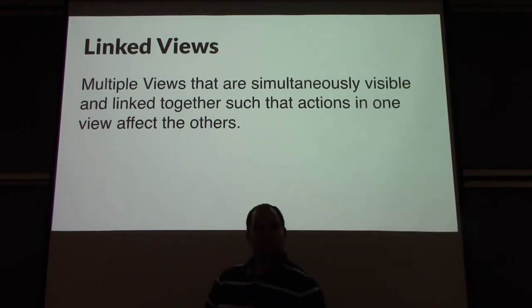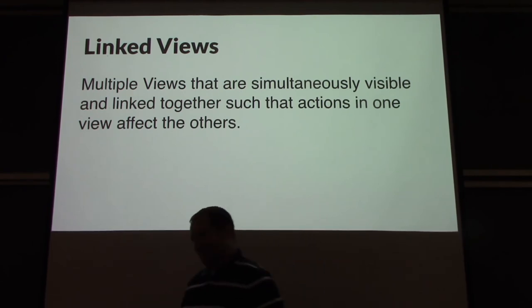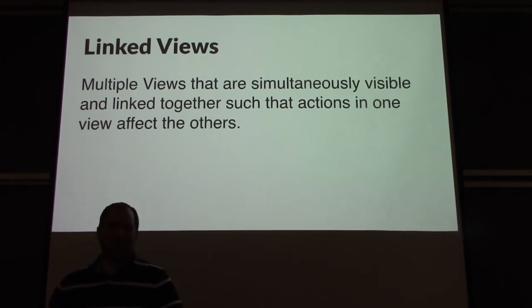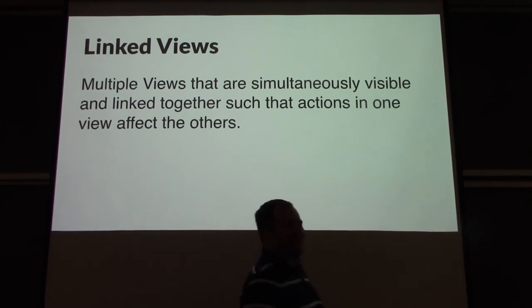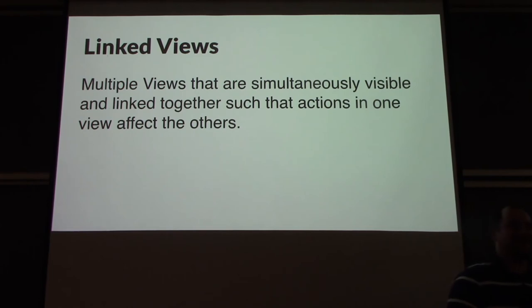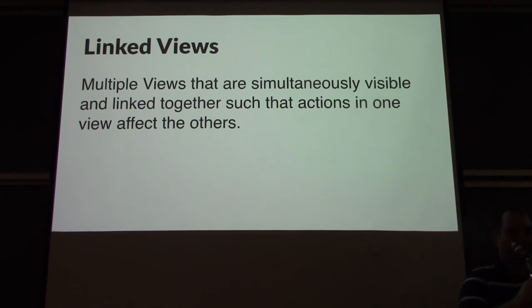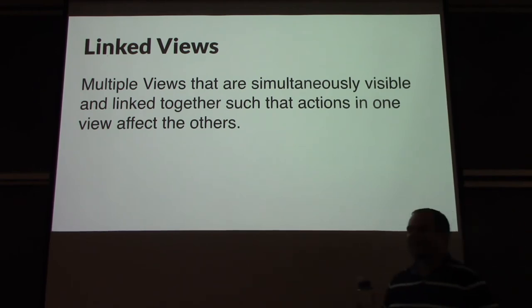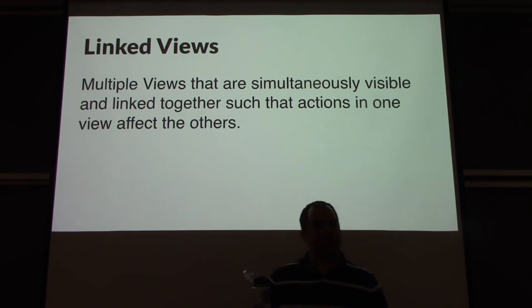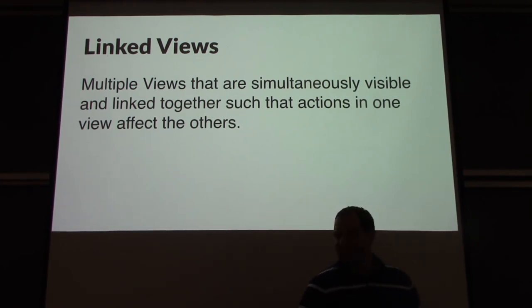Homework 5. Can you be specific, what is homework 5? If you show a map and then you choose a year and then you see the... Yes. And on the tree map, when you hover over a country, it shows you the parts. Yes, exactly. That is linked views. So I select something in one view and see my selection in the other view, usually in a different context.